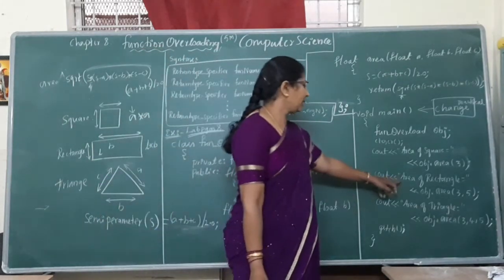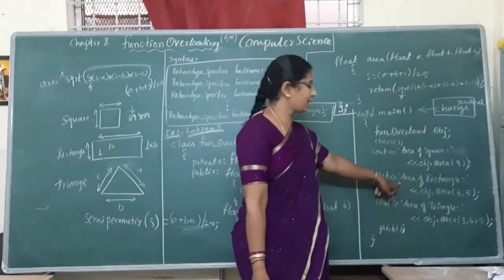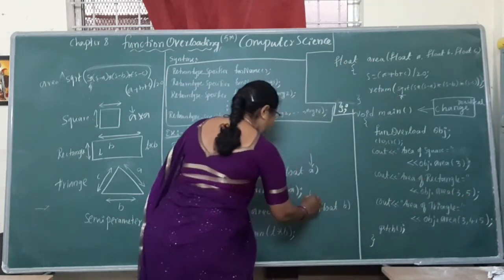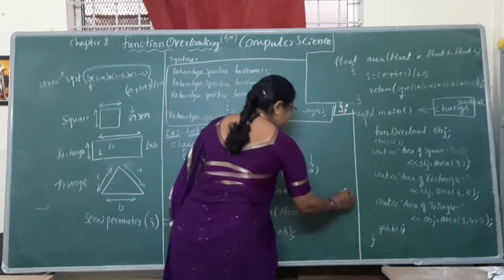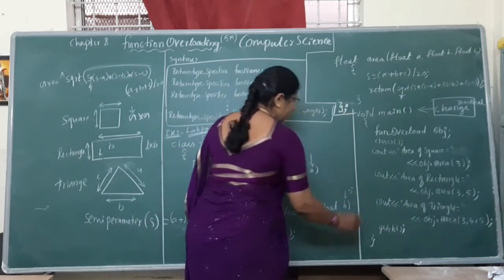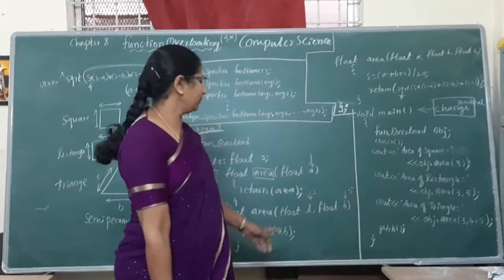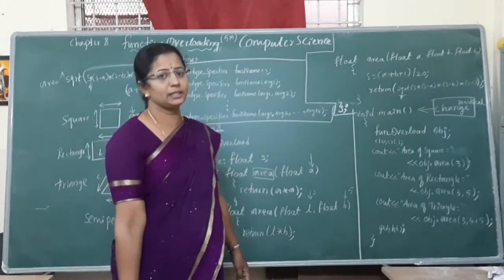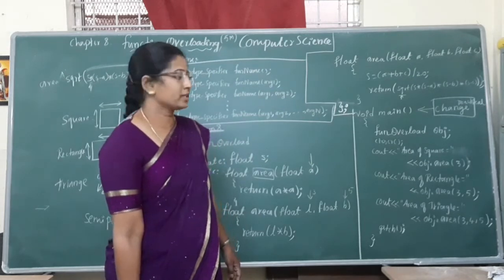Then the area of a rectangle will be calculated with 3, 5. 3 will be copied into length, 5 will be copied for the breadth. So 3 into 5 will be calculated. You will get 15 as the area of the rectangle.